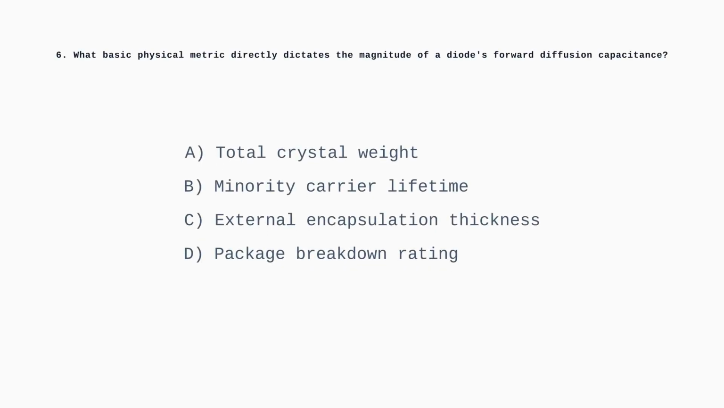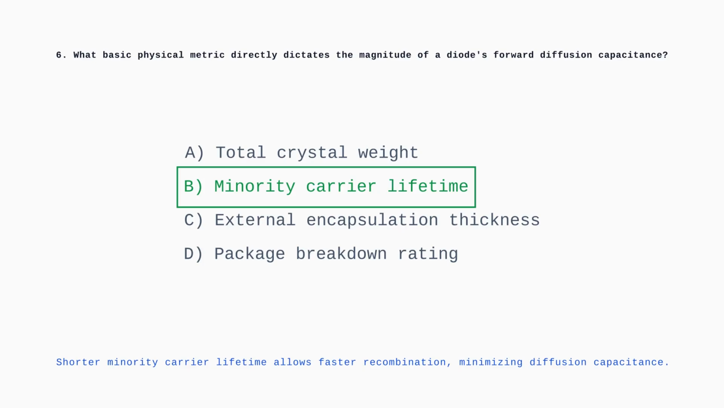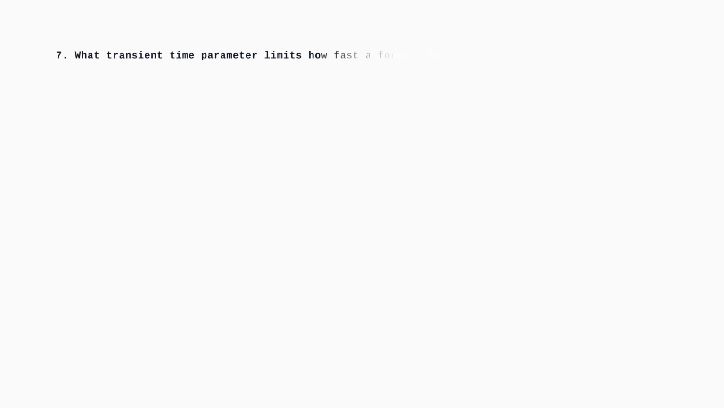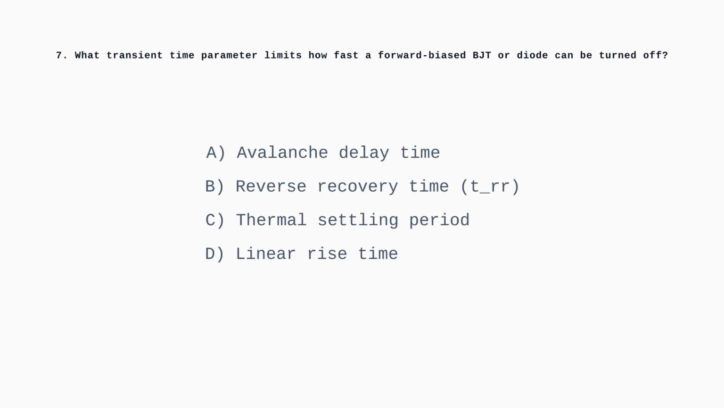Question 6. What basic physical metric directly dictates the magnitude of a diode's forward diffusion capacitance? The average lifetime of injected minority carriers determines how long charges linger before recombining, directly scaling the stored charge and diffusion capacitance. Question 7. What transient time parameter limits how fast a forward-biased BJT or diode can be turned off?